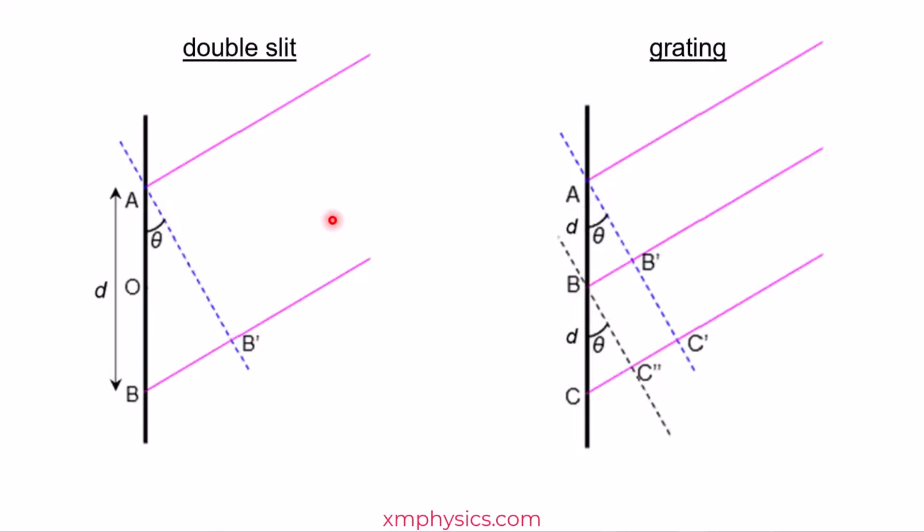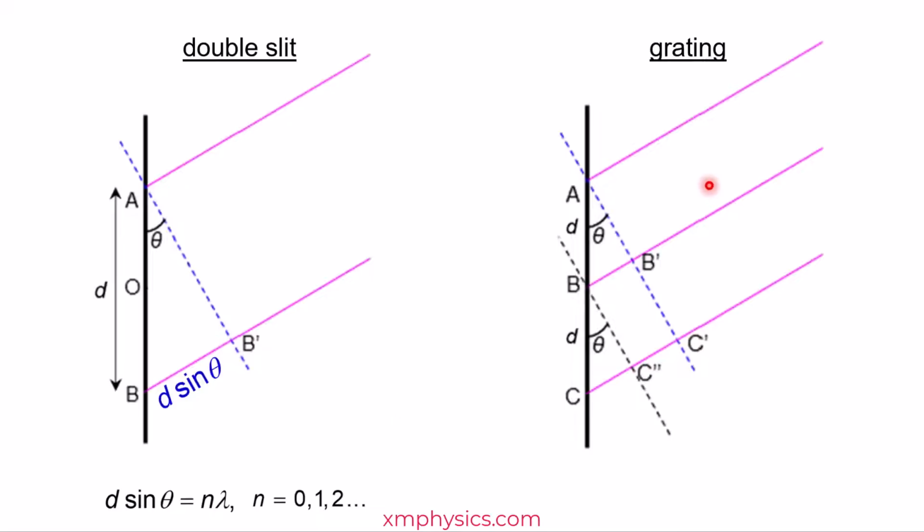Let's talk about the bright fringes first. So for the double slit, we have slit A, slit B. When the path difference d sine theta is equal to 0, or 1 lambda, 2 lambda, 3 lambda, and so on, the two rays will arrive in phase, superpose constructively, and give you a bright fringe. So remember, the condition for a bright fringe for the double slit is d sine theta equals n lambda.